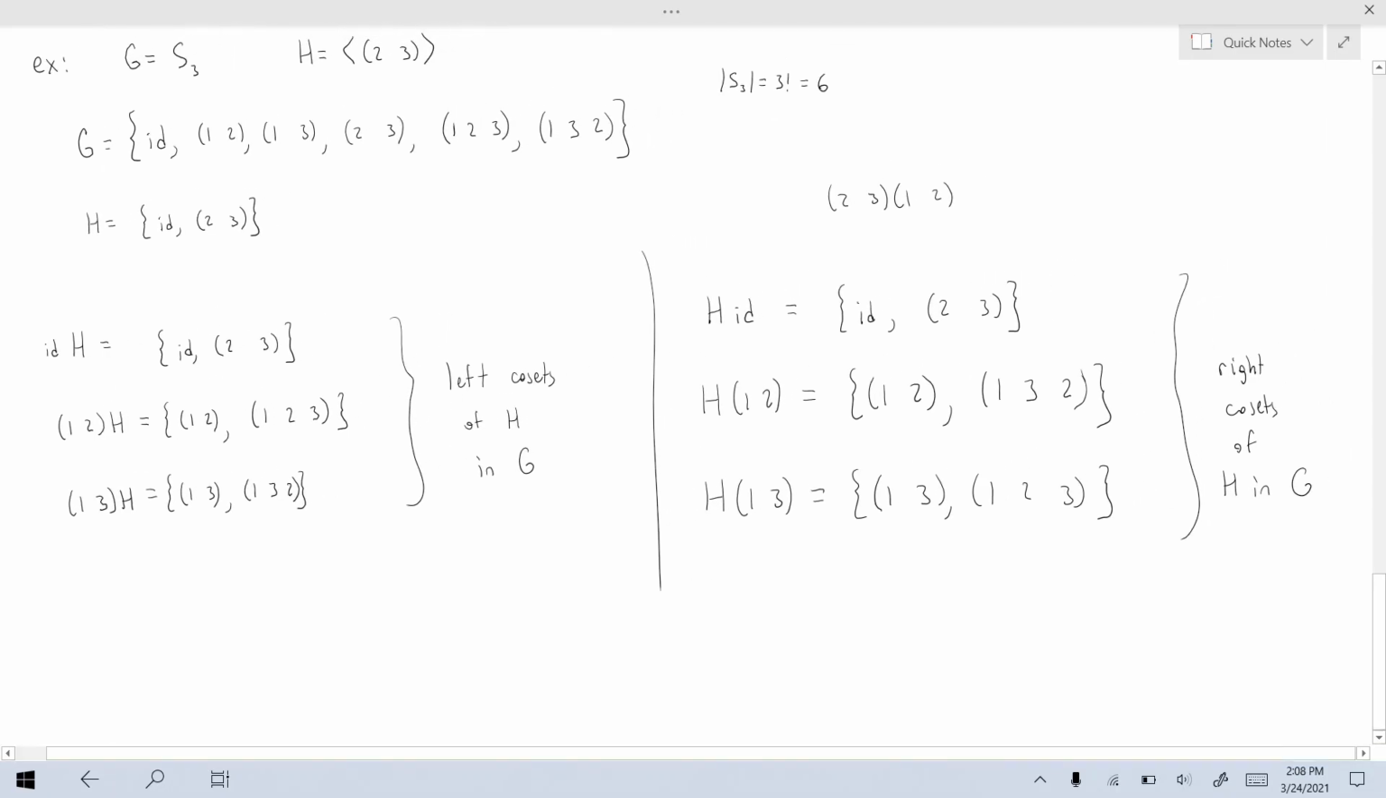All right, so that's just some examples of finding cosets of various subgroups in various groups. I think I will go ahead and end my video with that.